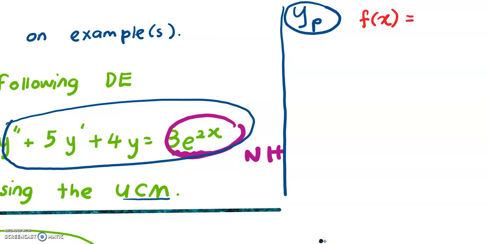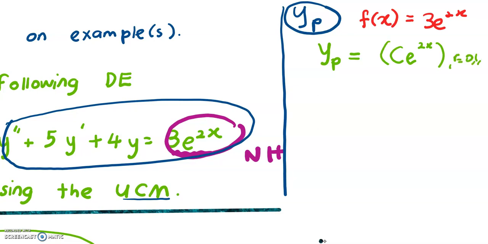So write down your f(x). So f(x) kita kat sini adalah 3e^2x. So directly tulis terus. yp kita adalah apa? yp kita adalah Ce^2x.